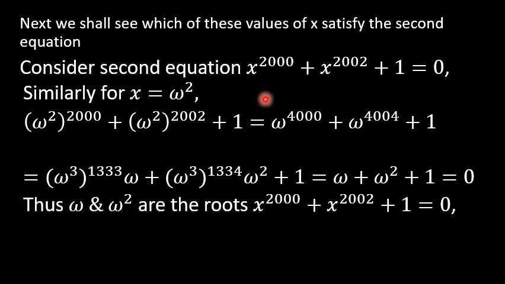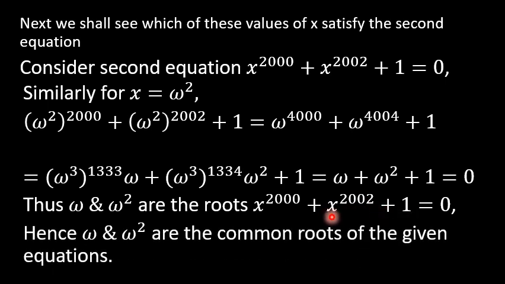So thus omega and omega square are the roots of x to the power of 2000 plus x to the power of 2002 plus 1 is equal to 0. So we can conclude that omega and omega square are the common roots of the given equations.